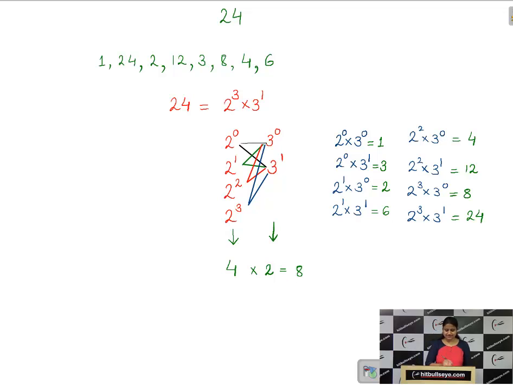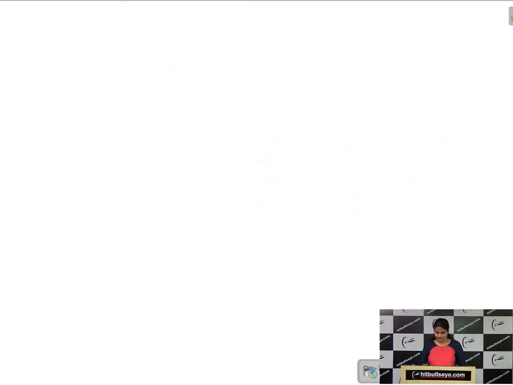Now let us write the formula for this. Whenever you have a number, take the prime factorization of that number. There can be any number of primes. I am considering 3 primes here. Let them be P, Q, R, and their powers are A, B, C respectively. So my number will become P raised to power A, Q raised to power B, R raised to power C. We can generalize this formula.